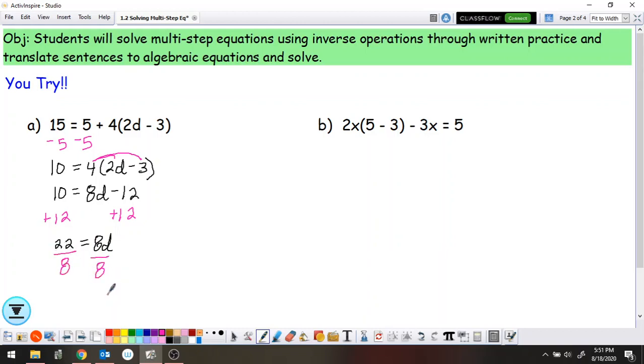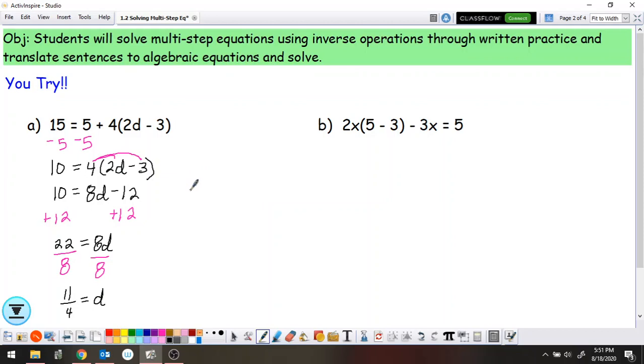Now 22 is not evenly divisible by 8, and I know Mrs. Bierman would rather not have you leave answers as decimals either. So we're going to get in the habit of simplifying our fractions as improper fractions. We're not going to write them as mixed numbers. So a common factor of 22 and 8 is 2. So this answer will reduce to 11 over 4 equals D.